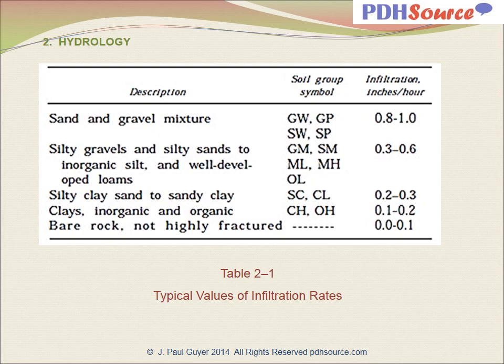As we move away from the cohesionless soils into the cohesive soils, silty gravels and silty sands, to inorganic silt and well-developed loams, infiltration rates are in the vicinity of 0.3 to 0.6 inches per hour. And then with the cohesive soils, clays, silts, infiltration rates are in the 0.1 to 0.3 inches per hour range. Bare rock, not highly fractured, infiltration is 0 to 0.1 inches per hour typically.